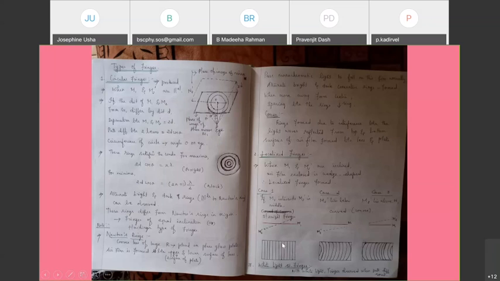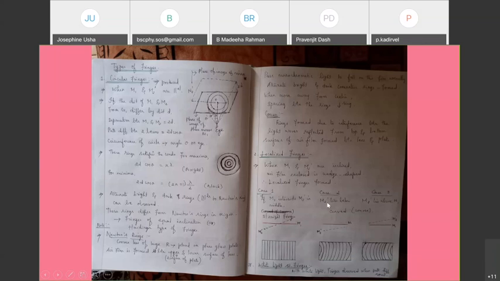If M1 intersects M2 dash in the middle, we get straight fringes. In case 2 and case 3, we get curved fringes, convex-shaped, but one curve is facing towards the left side and another is facing towards the right side.